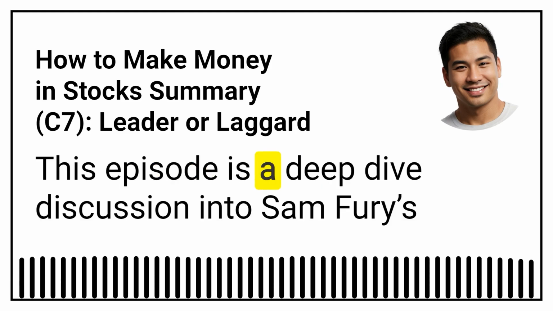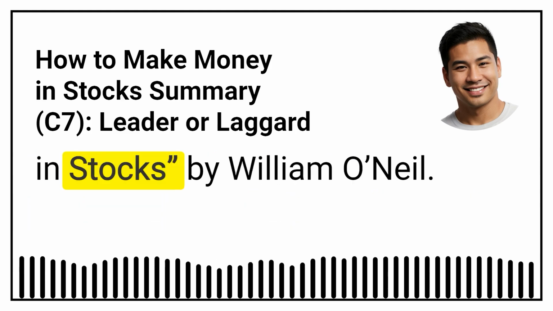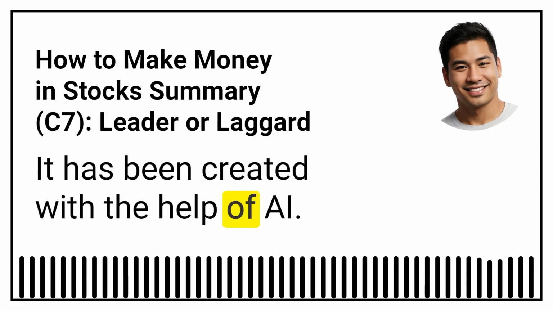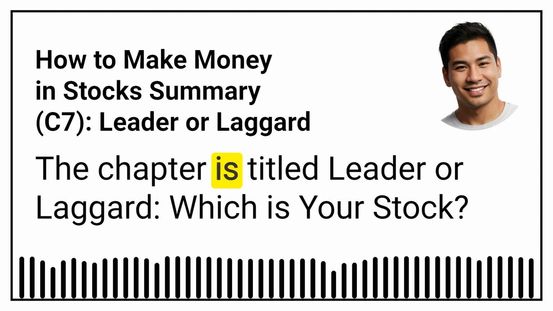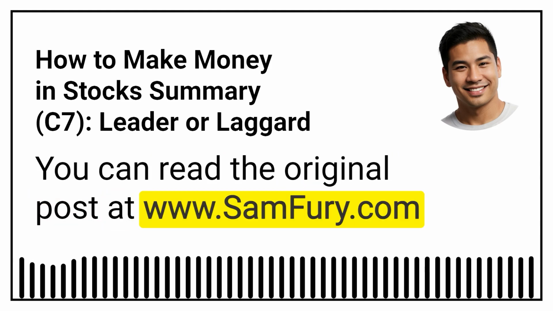This episode is a deep dive discussion into Sam Fury's summary of Chapter 7 from the book How to Make Money in Stocks by William O'Neill. It has been created with the help of AI. The chapter is titled Leader or Laggard, which is your stock? You can read the original post at samfury.com.